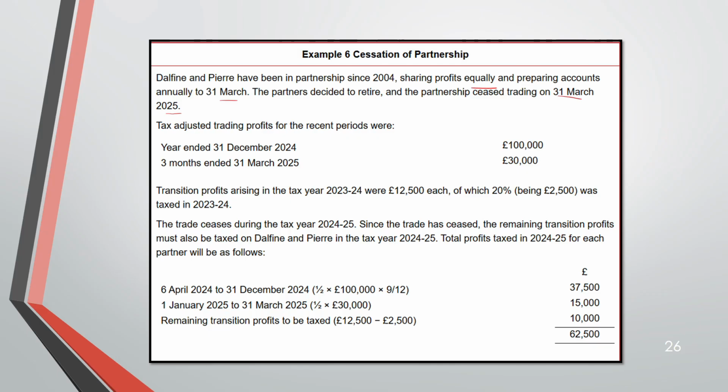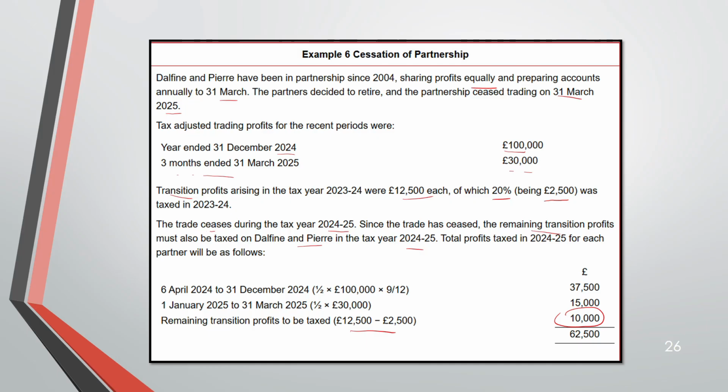So the tax adjusted profit has been given for the year ended, 100,000 for 3 months to 30th. Okay, transition profit is 12,500 each. If you take 20% of it, it is 2,500. Now the trade ceases in 24-25, so the remaining transition profit will be taxed on the 2 partners in this tax year. So from 12,500 deduct 2,500. This 10,000 is the transition profit.